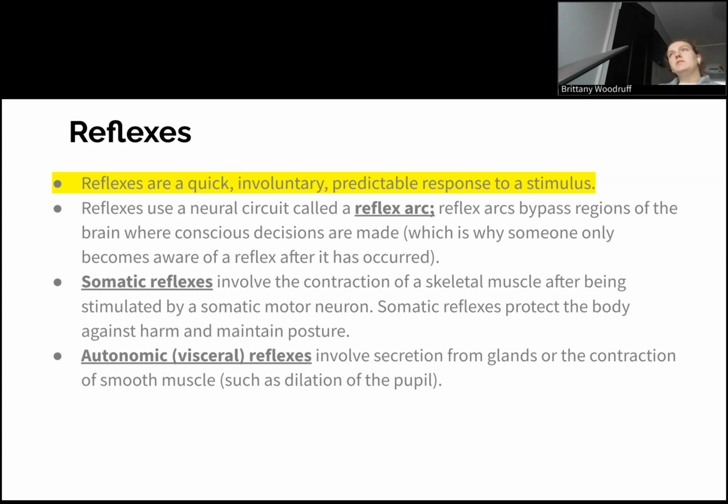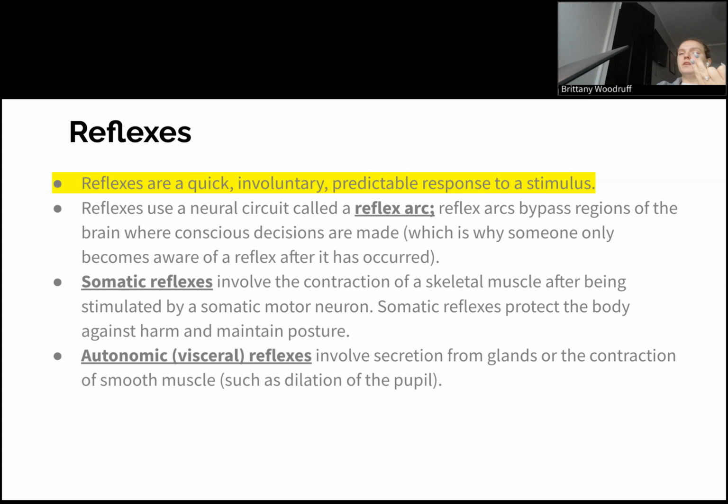Now, somatic reflexes specifically involve skeletal muscle. So these are talking about contraction of a skeletal muscle after it has been stimulated by a somatic neuron. Okay. This is going to be responsible for protecting the body against harm and maintaining posture. We're going to talk more about these in a second.